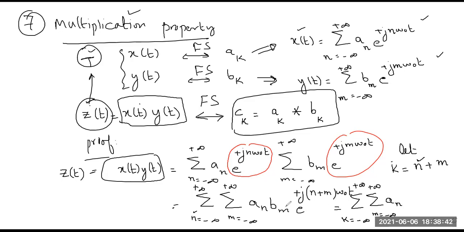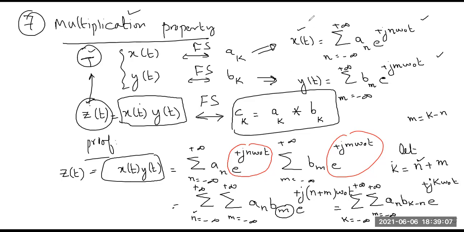In place of m, if you use this, I can say m is equal to k minus n. So this will become b sub k minus n. And you get e to the power plus j, n plus m is replaced by k, so you get k omega naught.